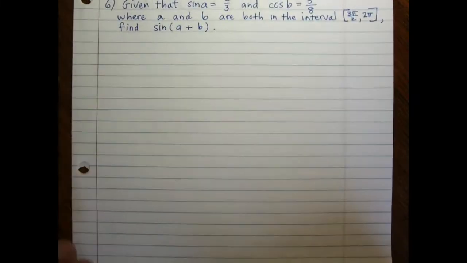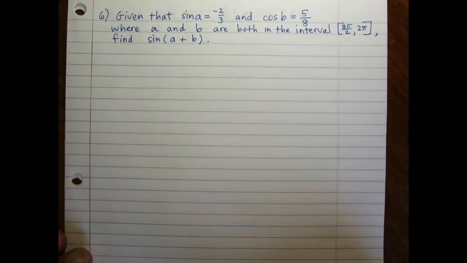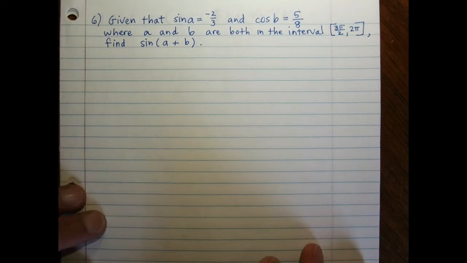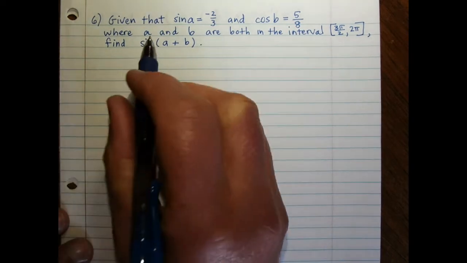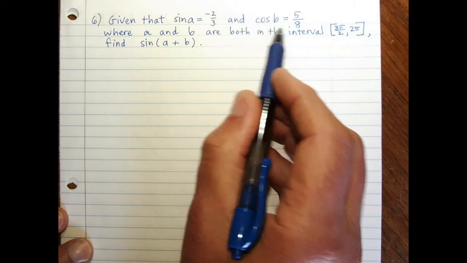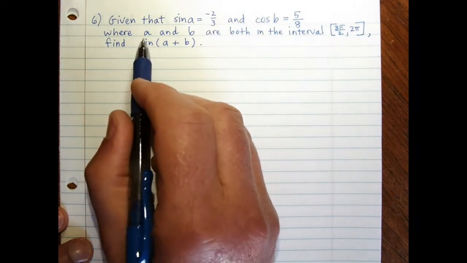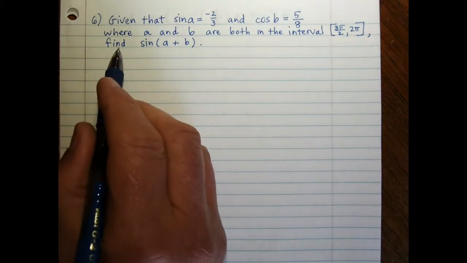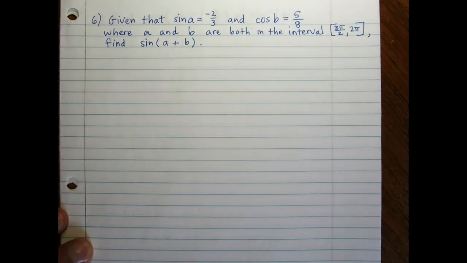We got a couple more that we're going to do, and a little bit more intense now. I'd say the next couple are probably some of the most challenging problems we're going to see in the whole course here. Number 6, given that sine of A is -2/3 and cosine of B is 5/8, where A and B are both in the interval 3 pi over 2 to 2 pi, find sine of A plus B.